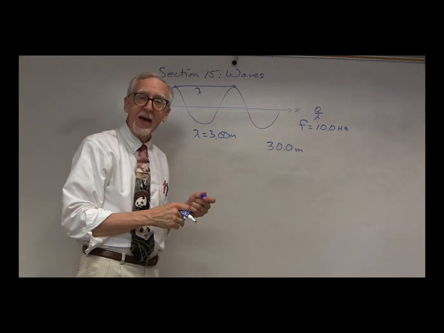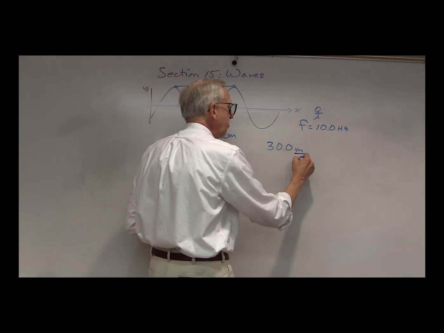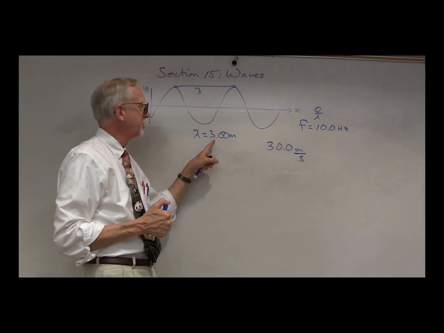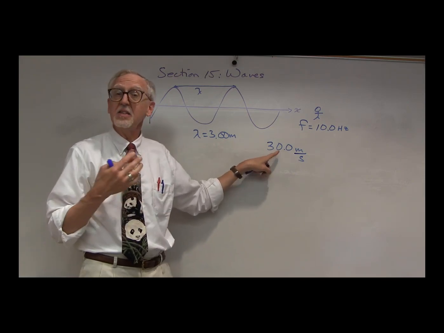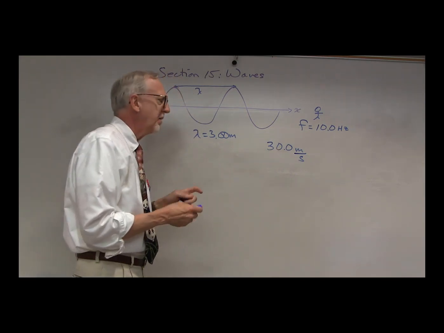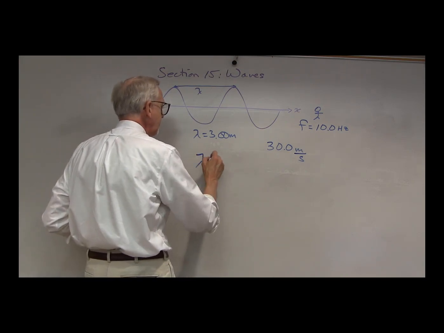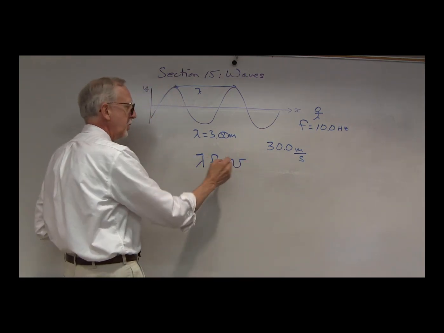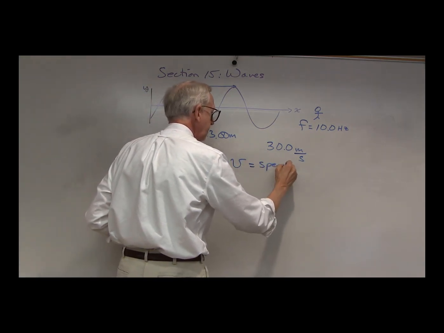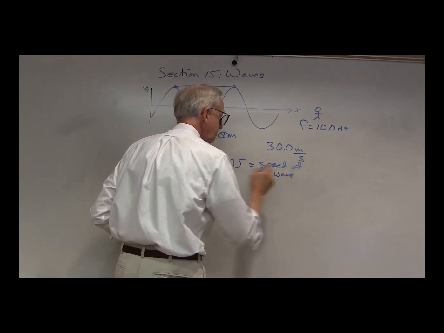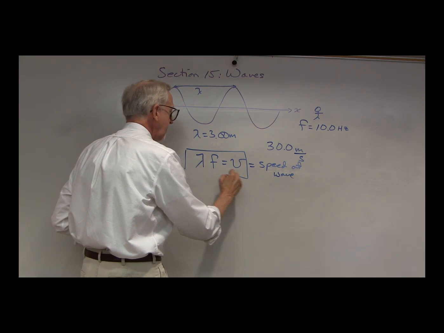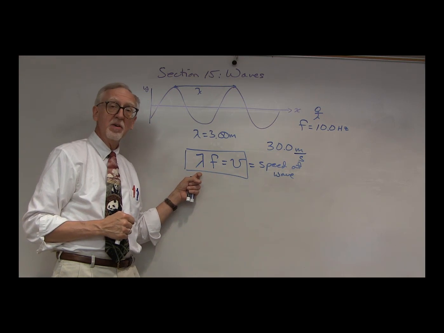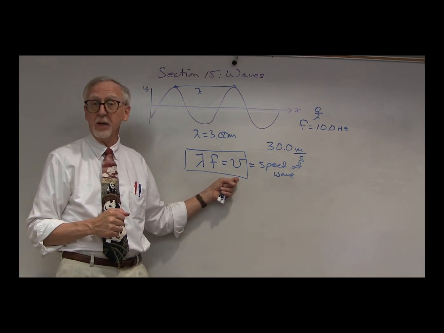Well, if 30 meters pass us in 1 second, the wave must be moving at 30 meters per second. How do we get 30? Well, it's f times lambda. And what's this? That's the speed of the wave. This is a very, very general result that the wavelength times the frequency of the wave is equal to the speed of the wave, which we will call v. This is a very general result that applies to all sorts of different kinds of waves. The wavelength of the wave times its frequency is equal to the speed of the wave.